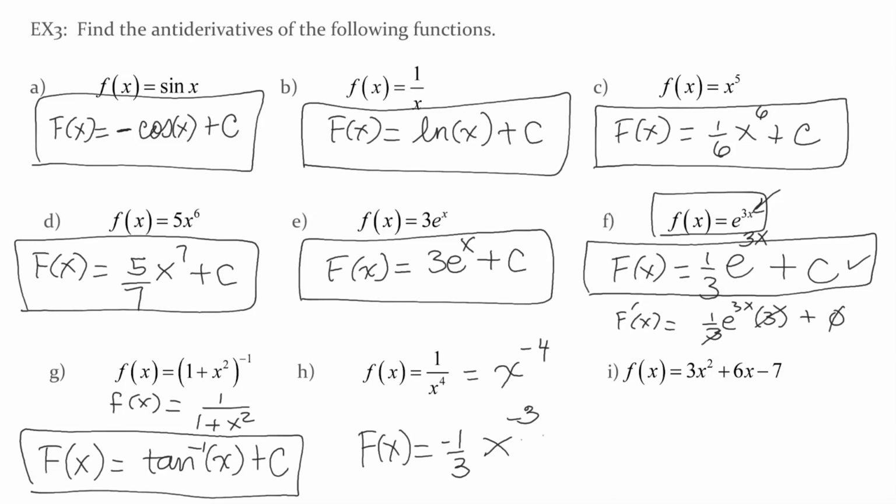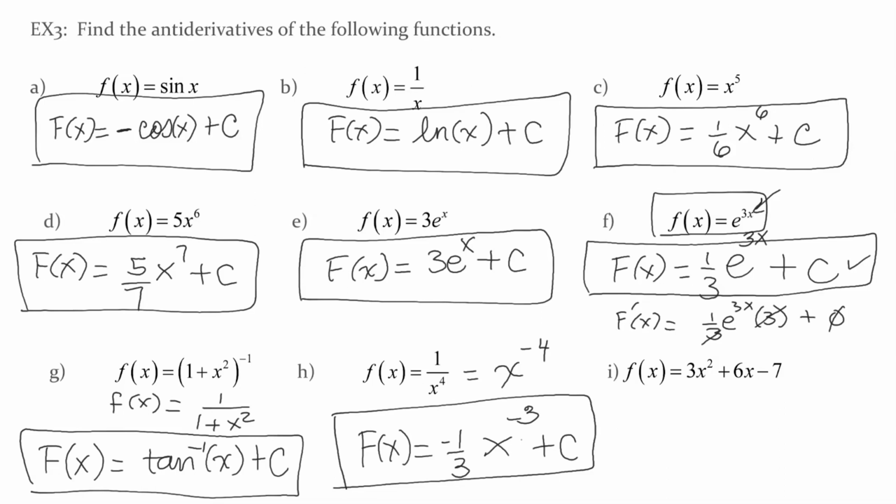Okay, and we say plus c. Let's check to see if that is correct. Bring this exponent down. Negative times a negative is a positive, so that's good. 3 cancels with 3, and that will just give us +1. And then 1 less than -3 is -4. And then the derivative of a constant is 0, so we are good here. So that is the antiderivative of 1 over x to the 4th power.